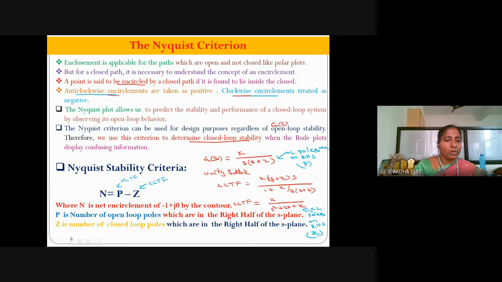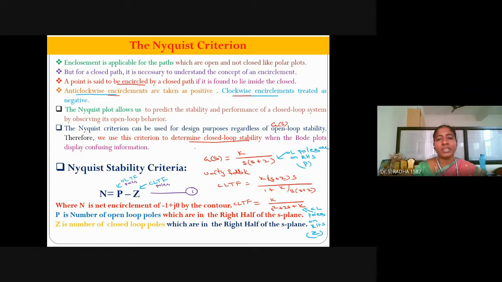Now the only formula we need for the online exam is equation 1: capital N equals P minus Z. P is the number of open loop transfer function poles. Z is the number of closed loop transfer function poles. And then capital N is nothing but P minus Z.